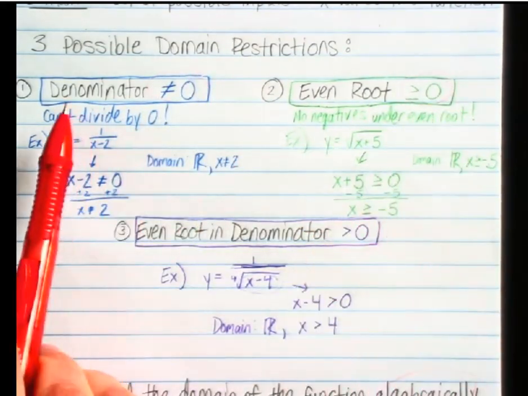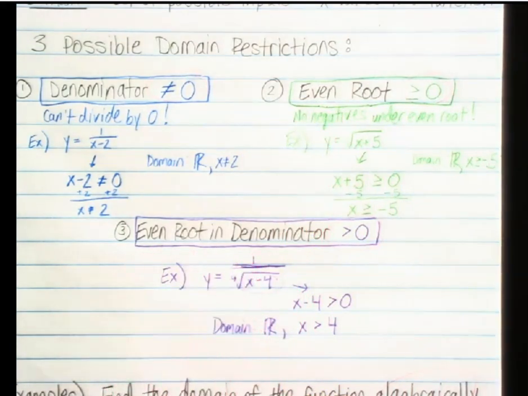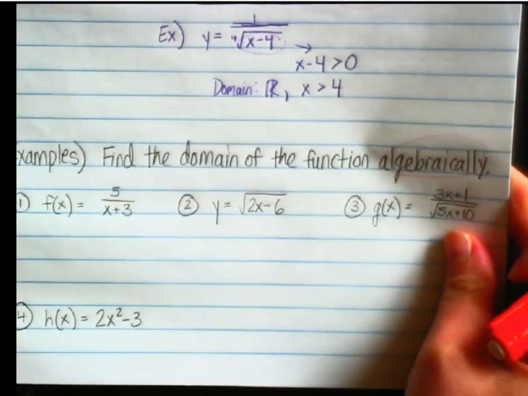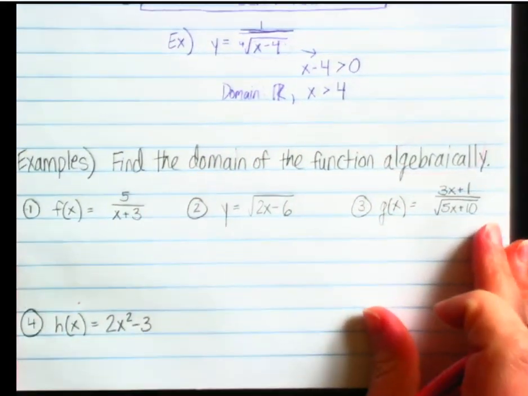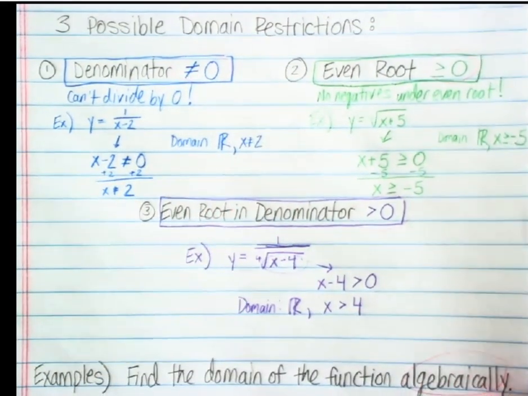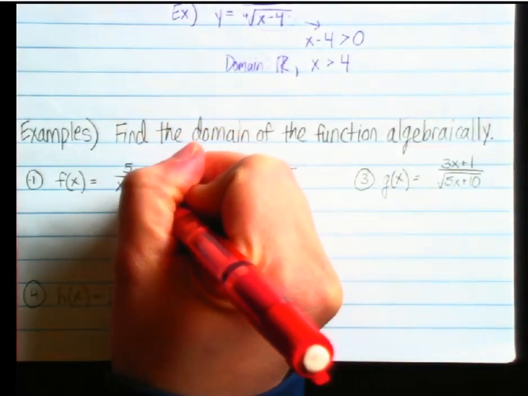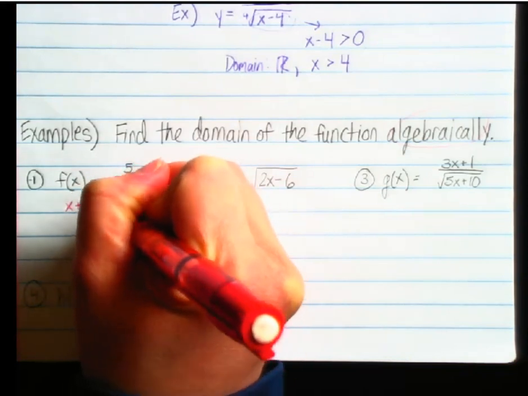Okay, so do I have a denominator, do I have an even root, or do I have an even root in the denominator? In number 1, I have a denominator. Right? X plus 3 is in the denominator. Denominators mean we say can't equal 0. So in number 1, I'm going to take the denominator, which is x plus 3, and I'm going to say that cannot equal 0.